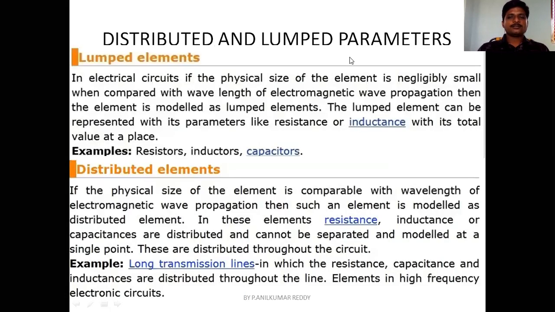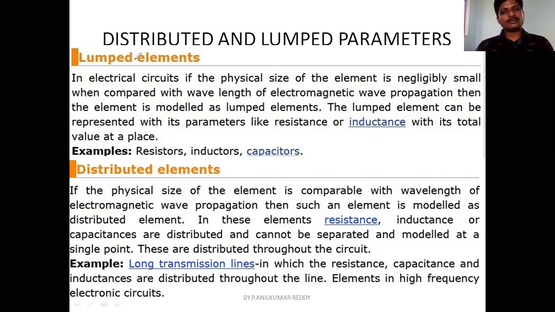Now let us look into the other classification of elements. As you can see here, this is distributed and lumped parameter. Let me tell you what a distributed system is. Every electrical signal that is going through a transmission line will have a certain wavelength. So what is a wavelength? Wavelength is defined as the distance between two crests or two troughs. That is known as wavelength.